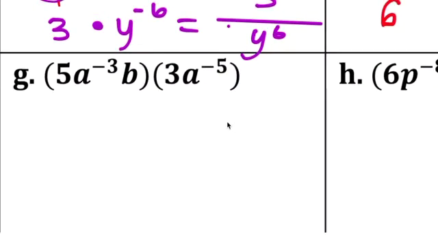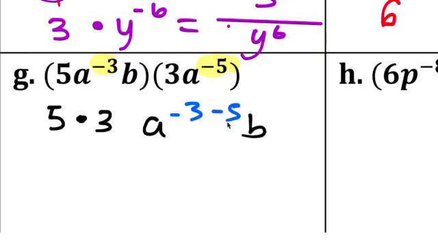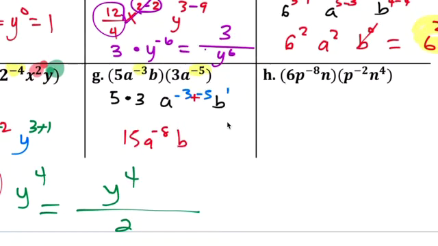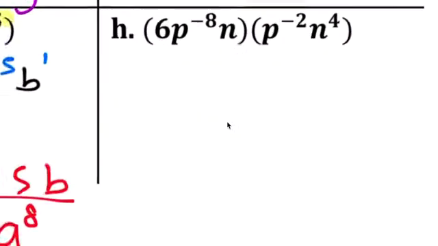This one here, you have a base of 5 and 3, a and b. A has an exponent of -3 and -5. So that gives you -3 and -5. And b is just b to the 1st power, no other exponent. Okay, you would add these two together. You get 15a to the -8, b to the 1 power. So you got a fraction answer, 15, and b is on top, a to the 8th power is on bottom. Same thing here.